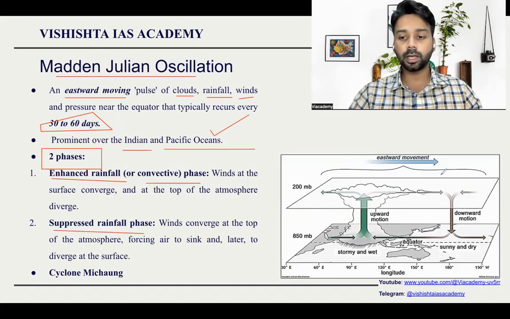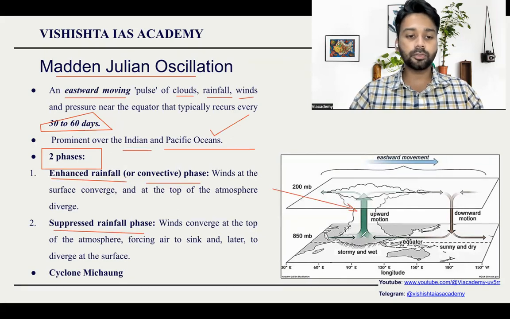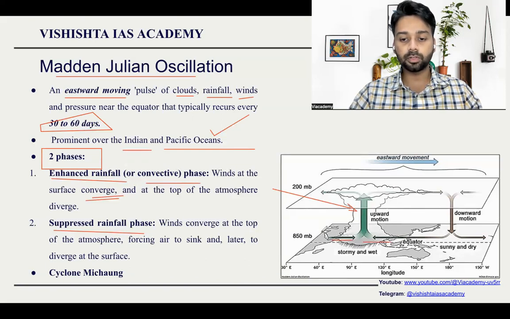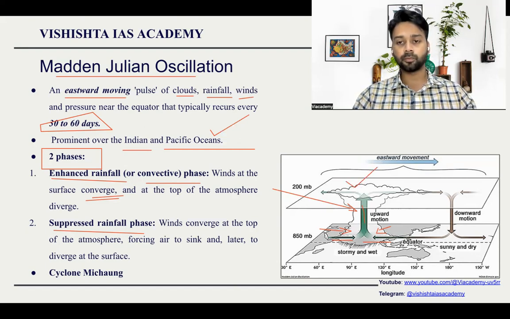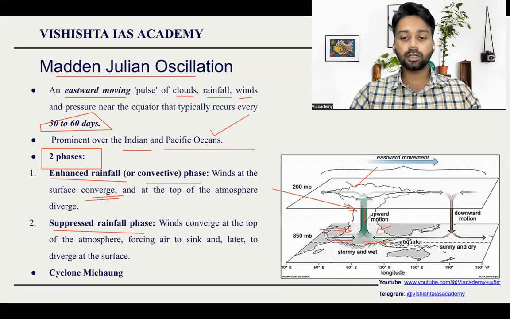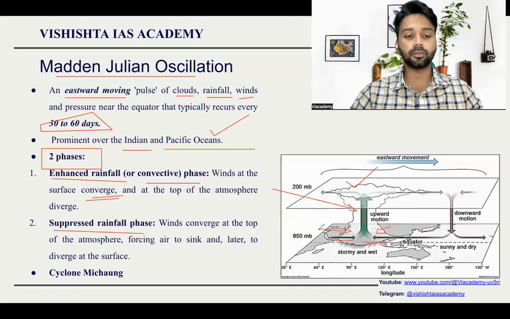You can look at this diagram. This diagram will give you a very good idea. So in the enhanced phase, what happens? Winds are at the convergence stage at the surface. So this is the Earth's surface. Here the wind will converge. From both sides, the wind will come and then they will converge at this point. Once they converge, the winds will go upside. The wind will move upward, and once they reach the atmosphere, it will diverge. So this will cause rainfall. Here the winds are coming together and then going up and then diverging. Once they diverge, the clouds will be distributed all around, which will result in rainfall.